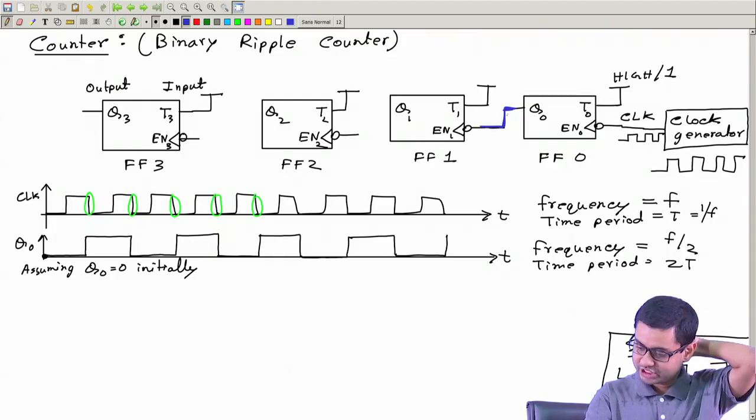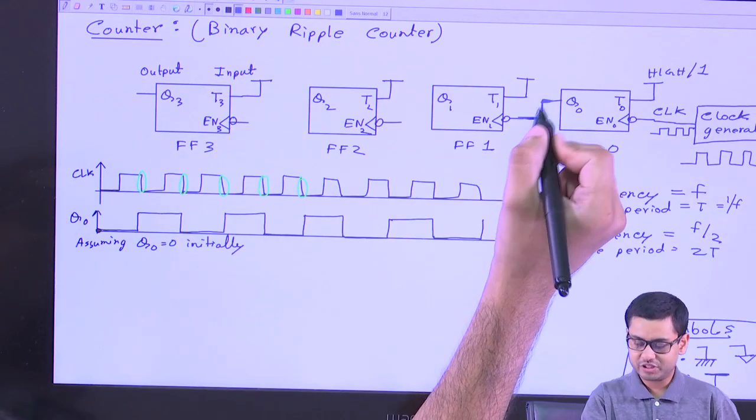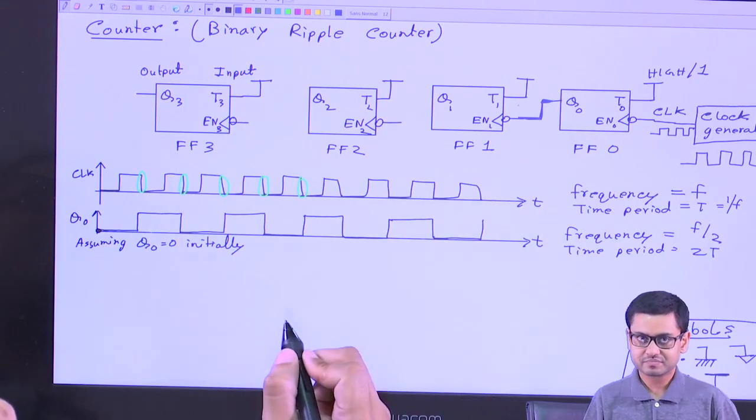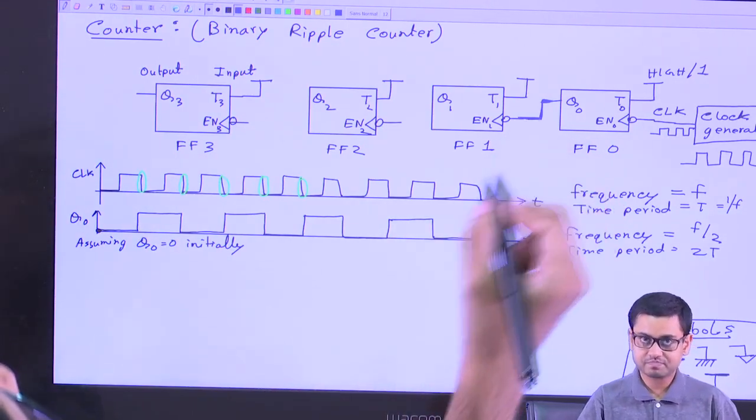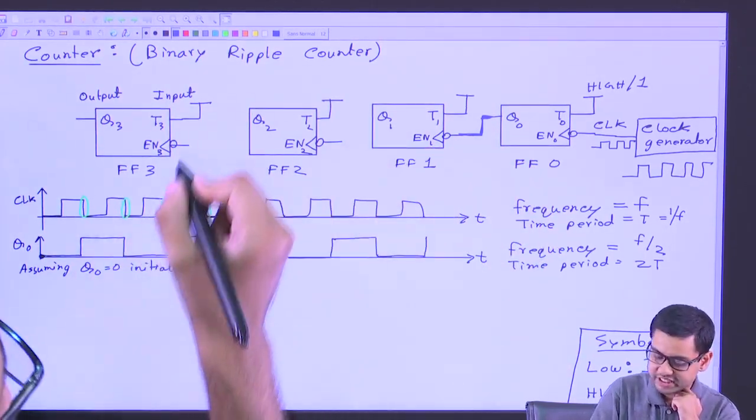Now this Q0 is also a square wave changing at a frequency half of the frequency of this one, right? So instead of connecting a clock, I can connect Q0 here. So this will also behave like a clock, right? So then this Q1 will change.